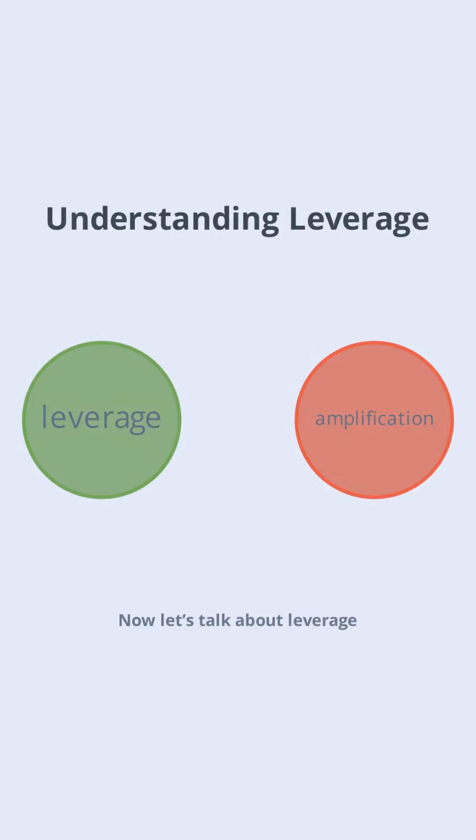Now let's talk about leverage. Leverage is simply the ratio of your total trade size to your actual capital. For example, if you have $1,000 and trade $5,000 worth of Bitcoin, you're using 5x leverage. This means your profits and losses are multiplied by 5. It's important to note that leverage itself isn't borrowing money, it's a measure of how much you're amplifying your trades.